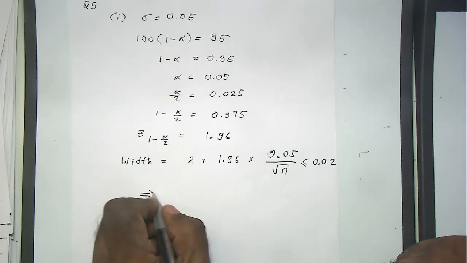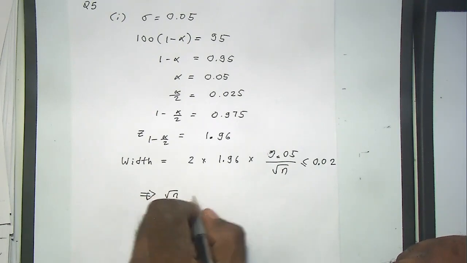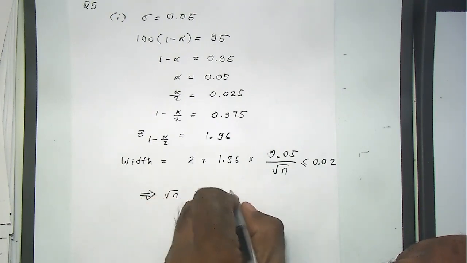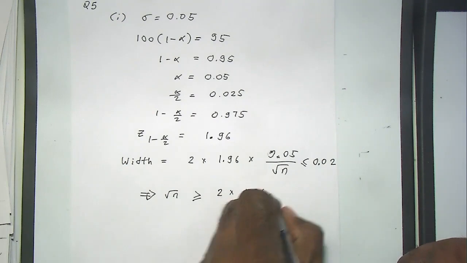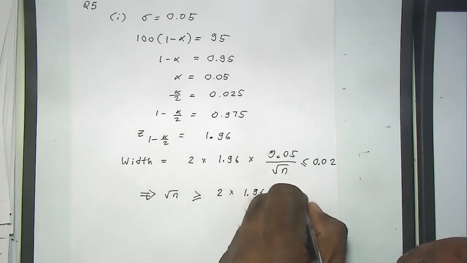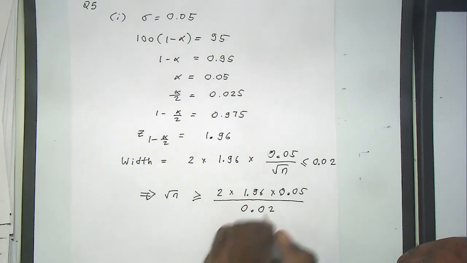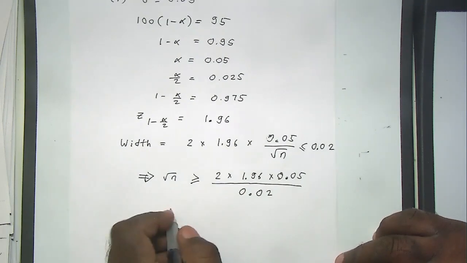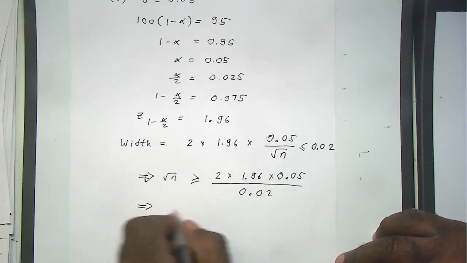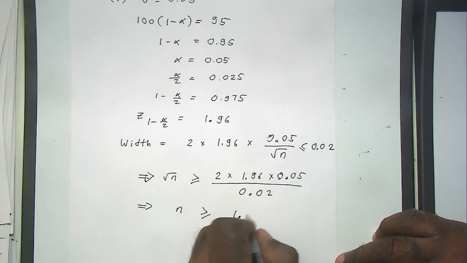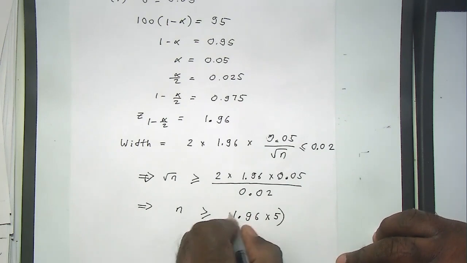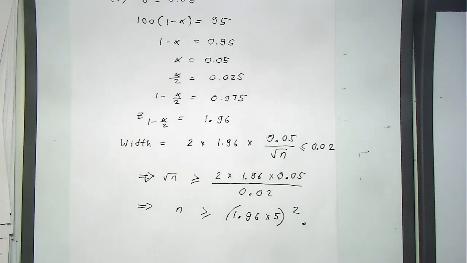This implies that root of n must be greater than or equal to 2 times 1.96 times 0.05 divided by 0.02. So n would be greater than or equal to 1.96 times 5 squared. Okay, that's it. That's the answer. You can work it out. Okay, that's question 5.